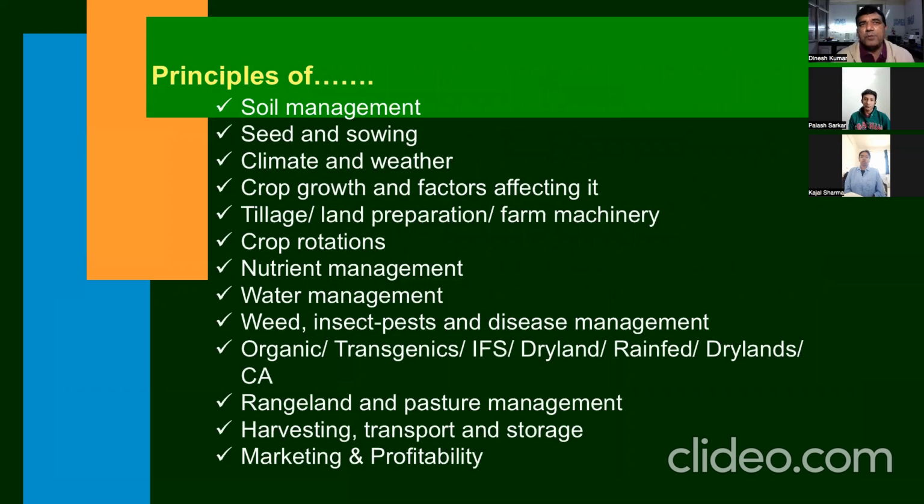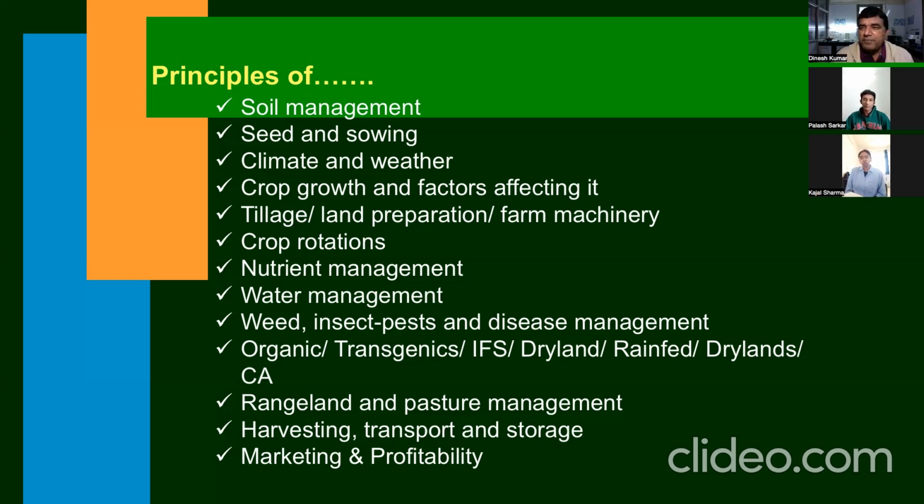And then principles, as you know, of agronomy, there is no such list of principles. So in agronomy, we have a variety of practices, like soil management, seed and sowing, the effect of climate and weather on crop production, and we should also know what the factors are that affect the growth of the plant. So there are certain principles that govern the growth of the plant, and also there are principles of tillage, land preparation, or farm machinery. Similarly, we have principles of crop rotations, nutrient management, weed management, or sometimes dryland farming, rainfed farming. There are certain principles, and then rangeland pasture management, harvesting, there are some principles, and marketing and profitability, there are some principles.